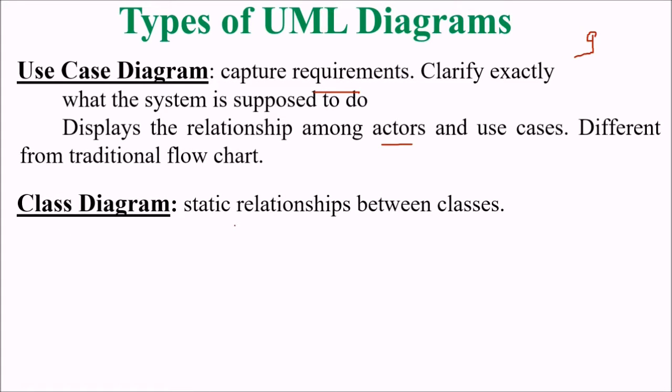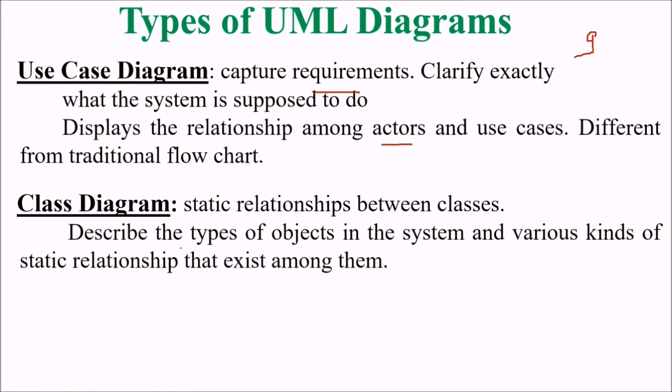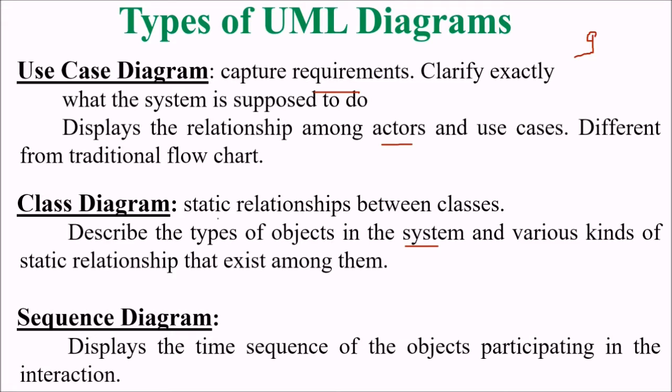The class diagram shows the static relationship between the classes. That is, it describes the type of objects in the system and the various kinds of static relationships that exist among these objects. Then we have the sequence diagram. The sequence diagram displays the time sequence of the objects participating in a certain interaction. So please understand, we are talking about objects here. In class diagrams also we are talking about objects, and in sequence diagrams also we are talking about objects.